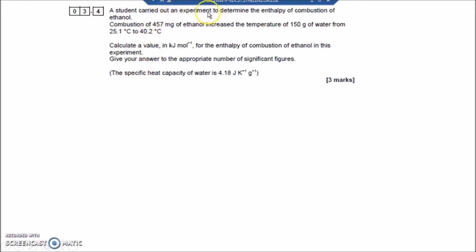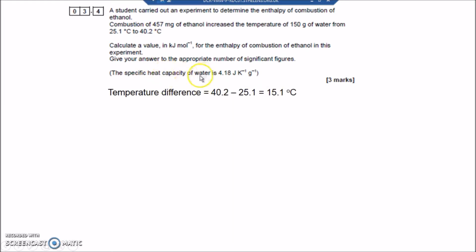The student carried out an experiment to determine the enthalpy of combustion of ethanol, and I've been given a specific heat capacity. So I know the equation that I'm going to use. Q equals mc delta T, so delta H equals minus mc delta T. Let's have a look at the temperature change. Am I given the temperature change? No, I've got to work it out. It's gone from 25.1 to 40.2. Subtract the two. It's gone up by 15.1.